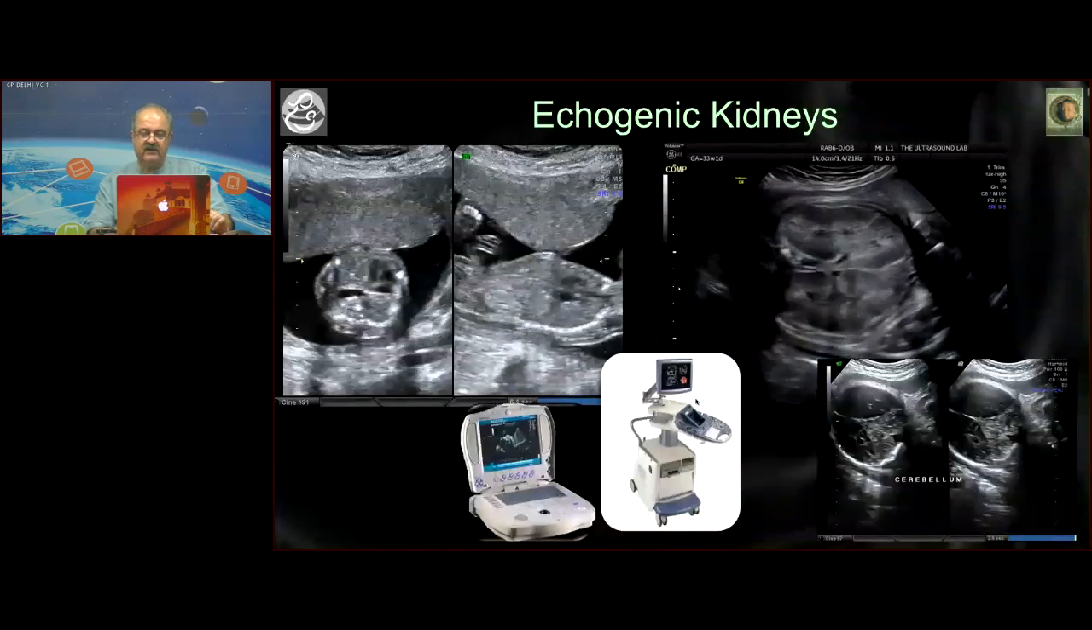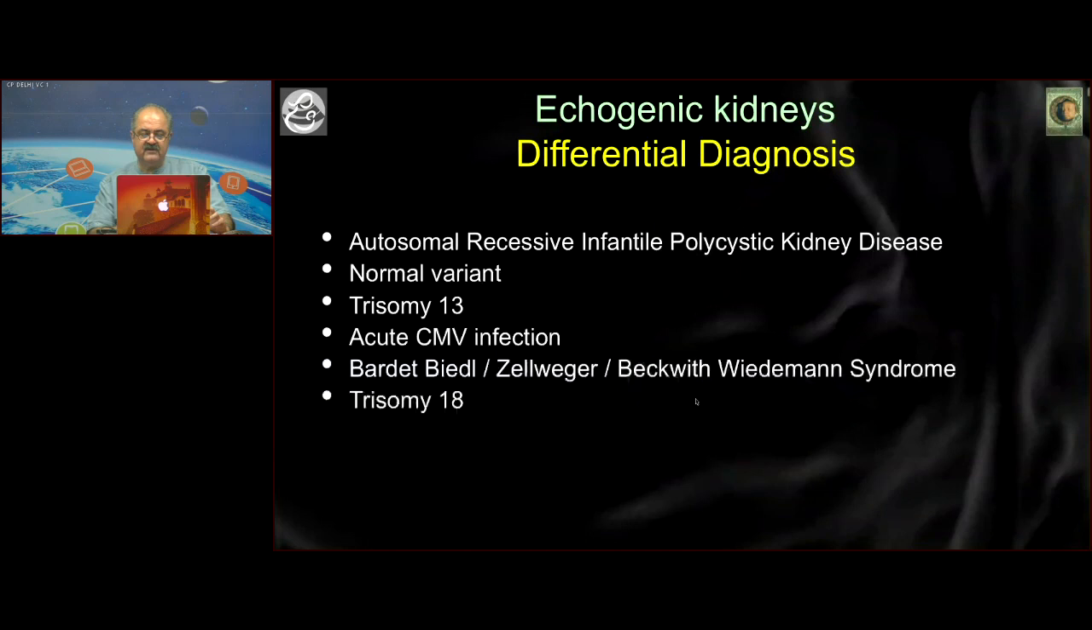We don't stop thinking in terms of just a CMV infection or an infantile polycystic kidney disease. Remember, it could be a normal variant. It could be trisomy 13. It could be Bardet-Biedl, Zellweger, Beckwith-Wiedemann syndrome, or a trisomy 18 as well. And therefore, then you start thinking on those lines, both in terms of imaging and in terms of genetics, so that you can give an appropriate perspective, because that would be important to give.